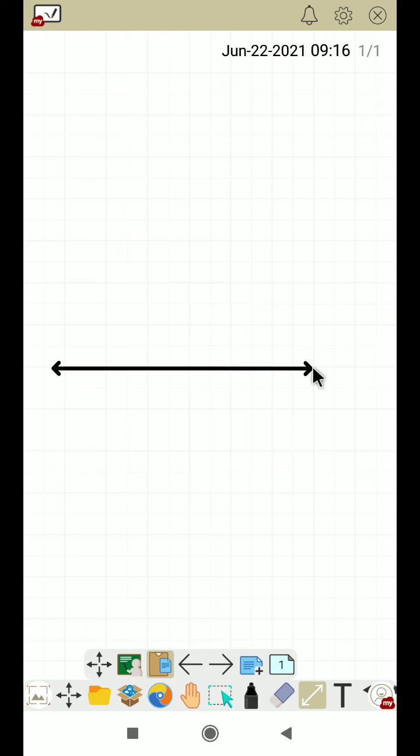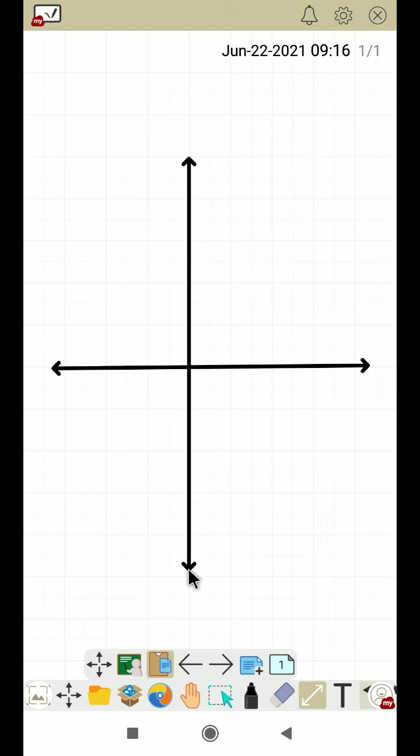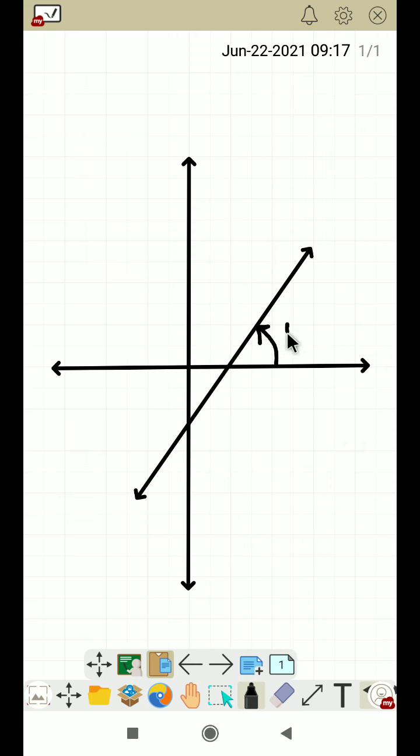Suppose this is the x-axis and this is the y-axis, and this is a line. This line makes an angle, let this angle be theta, in the positive direction of the x-axis.